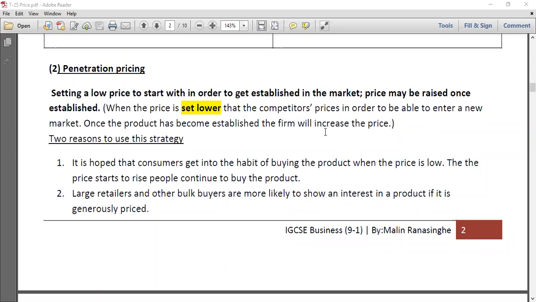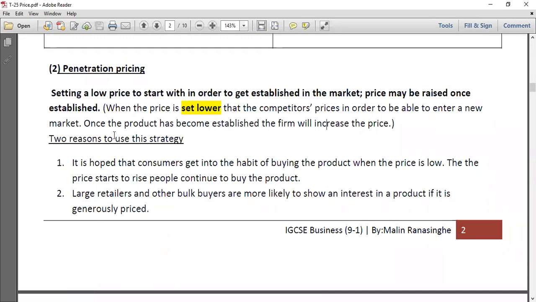Penetration pricing, as the name itself says, penetrates into the market. Penetration means entering. So it is setting a low price to start with in order to get established in the market. It's a very important pricing strategy, that is establishing the market. In order to establish in the market, people use this pricing strategy, setting a low price to start with, and the price may be raised once it's established.